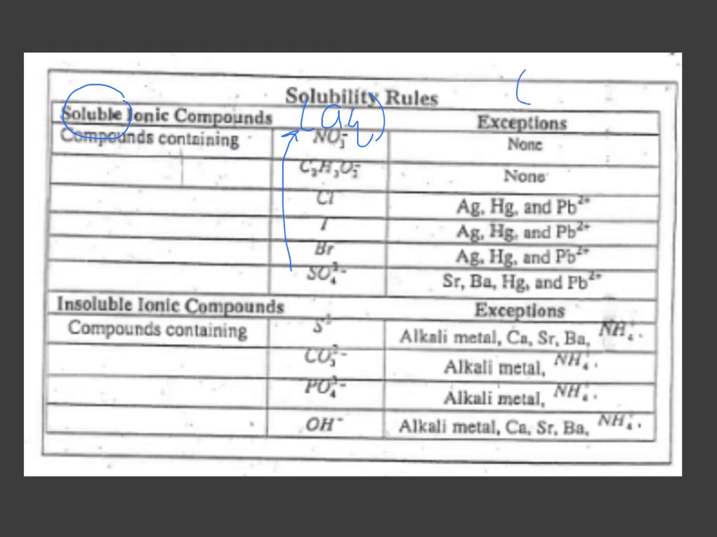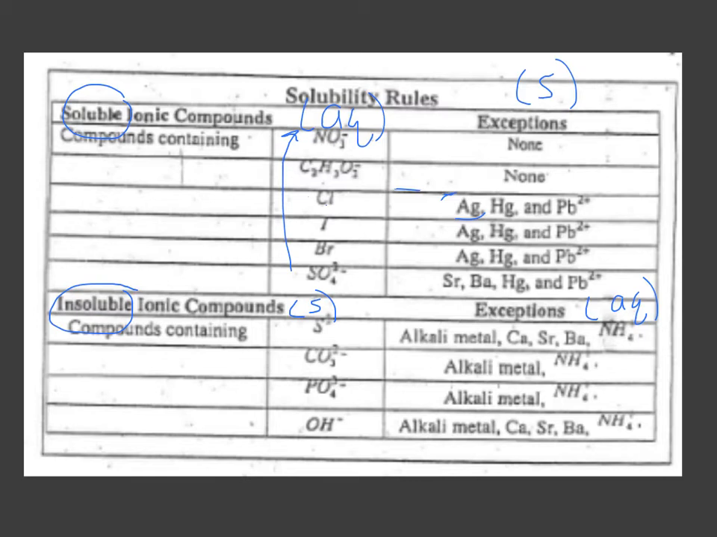So if there's an exception to being aqueous, it means it's solid. So if I have silver chloride, then it would be a solid. However, if I have sodium chloride, sodium's not over on that side, so it would be an aqueous solution. Okay, now down at the bottom of the chart, it says that it's insoluble. So these are solids, unless they're on the exception side, then they are aqueous.